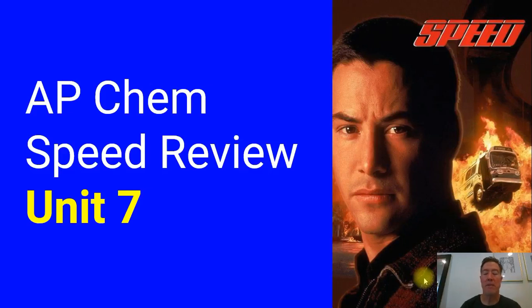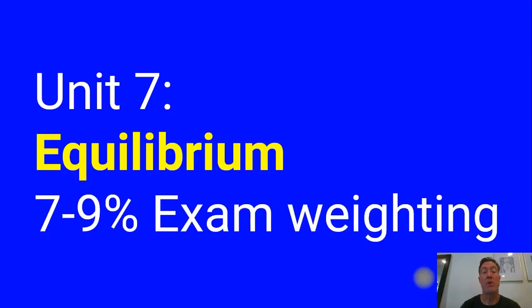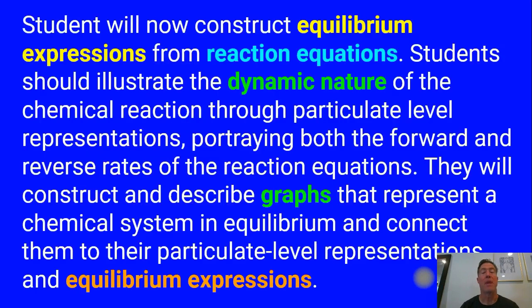I'm Jim Burnham. We're talking about Unit 7, which is on equilibrium. It's typically just under 10% of a normal AP exam. College Board describes this unit this way.